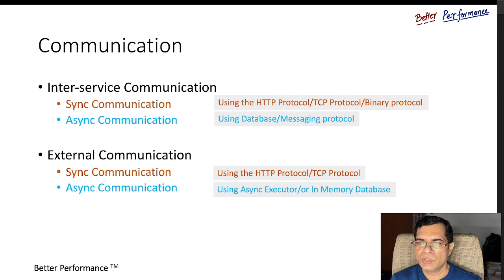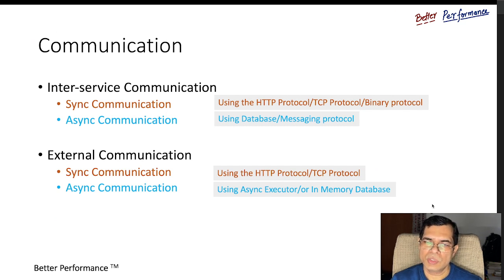In all these architectures, inter-service communication happens by two methods: sync communication or async communication. If it is sync communication, we generally use HTTP protocols, TCP protocols, and binary protocols. In async communication, we give the information to a database or a messaging protocol, which carries these messages, and another service consumes them. So it is basically a pub/sub model or a stream model. Both models are used under async communication.